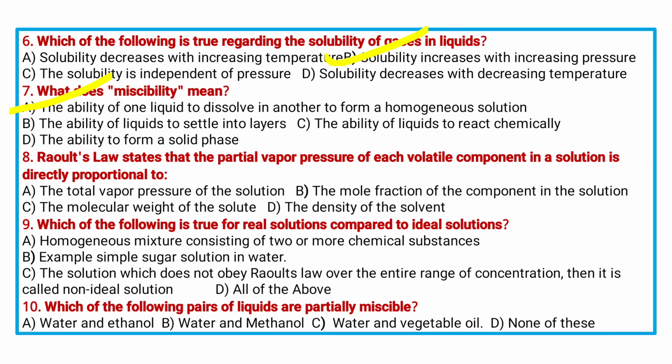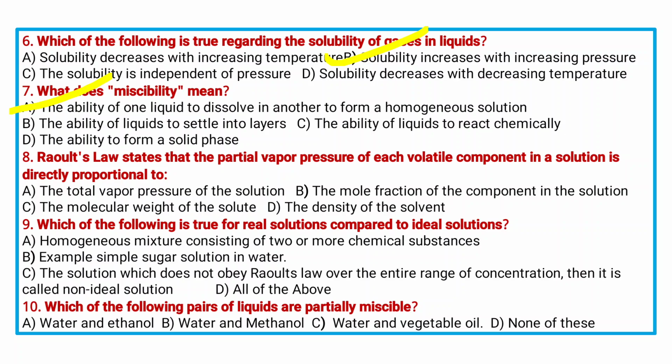Miscible, soluble. Next, Raoult's law states that the partial vapor pressure of each volatile component in a solution is directly proportional to: option A, the total vapor pressure of the solution; option B, the mole fraction of the component in the solution; option C, the molecular weight of the solute; and option D, the density of the solvent.